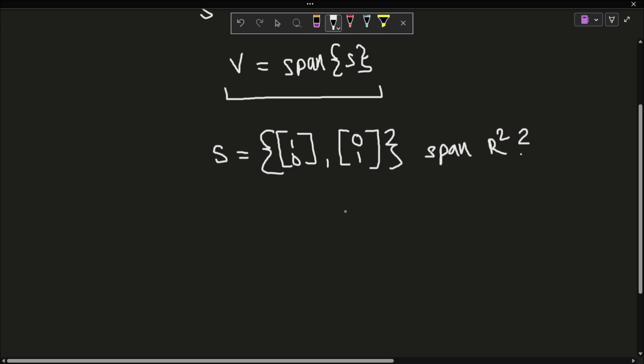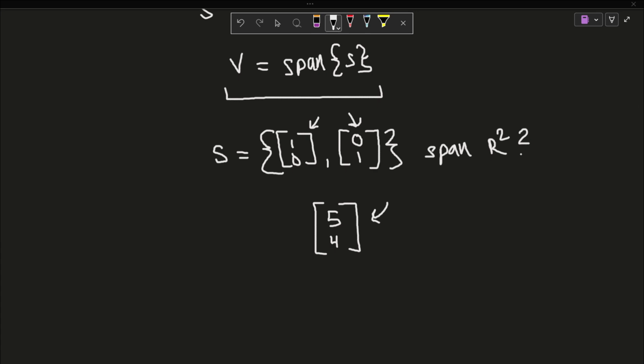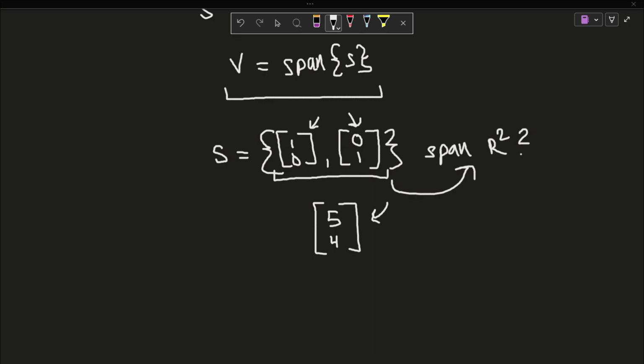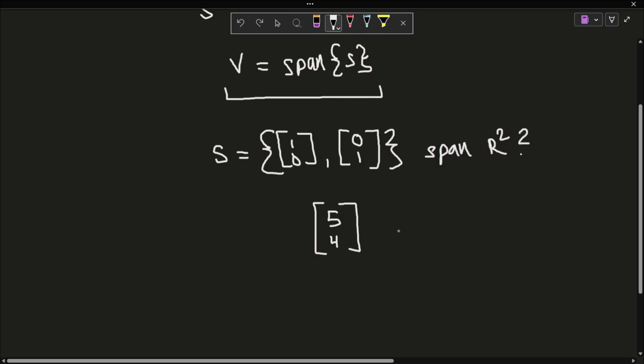Well, you can see that if I take a vector like (5, 4), for example, you could take 5 of the first vector and then 4 of the second vector, and you would get (5, 4). And this would hold true for basically any values in our vector. So this would indeed be a spanning set for R2, because with these two vectors, you can create any vector inside R2. Okay? And we say this spans R2.